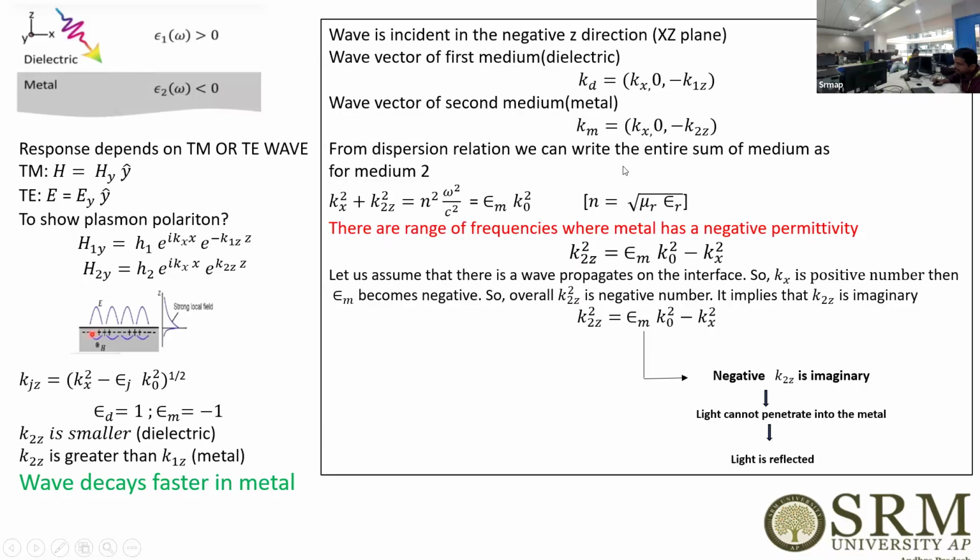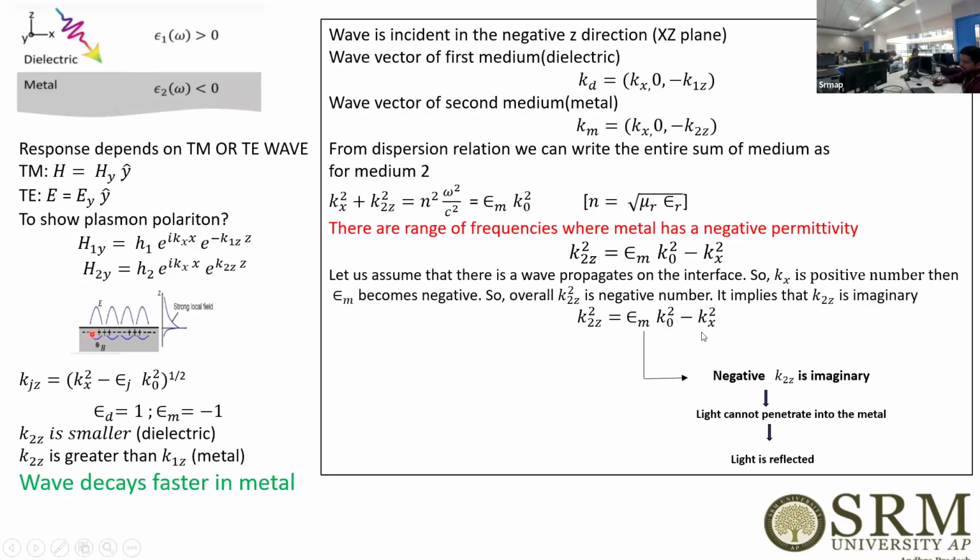Here n is nothing but root of mu r into epsilon r. This is a non-magnetic medium, so mu r is equal to 1. Then you will get epsilon m into k0 square. Now if you simplify for k2z, and take this kx square to the other side, finally k2z square equals epsilon m into k0 square minus kx square.